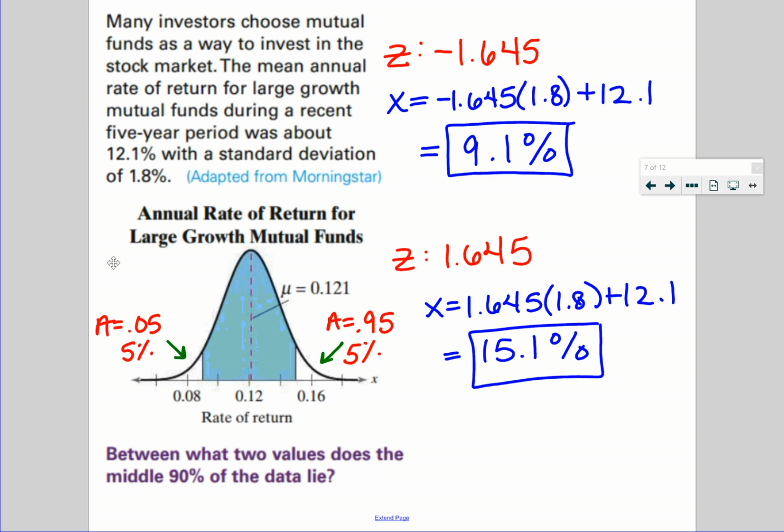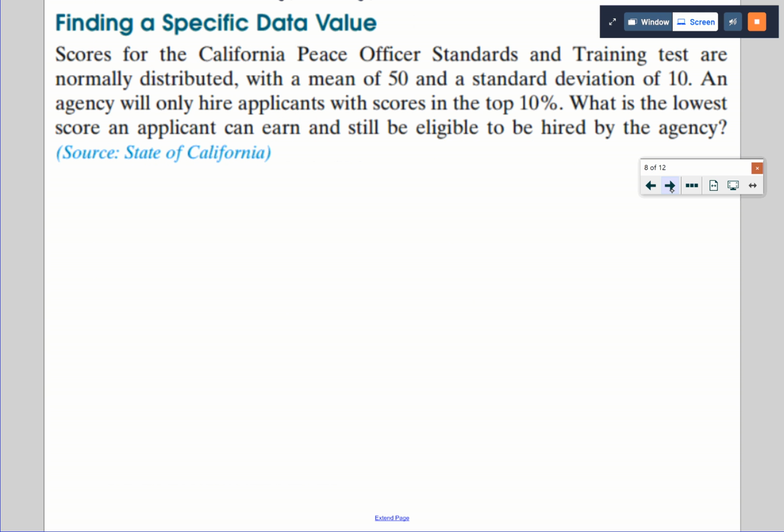Okay, let's practice a couple more together just to make sure we're good with this. It says, scores for the California Peace Officer Standards and Training Tests are normally distributed with a mean of 50 and a standard deviation of 10. The agency will only hire applicants with scores that are in the top 10%. What is the lowest score an applicant can earn and still be eligible to be hired by the agency? All right, so labeling things I know: my mean is 50, my standard deviation is 10, and I want my scores to be in the top 10%.